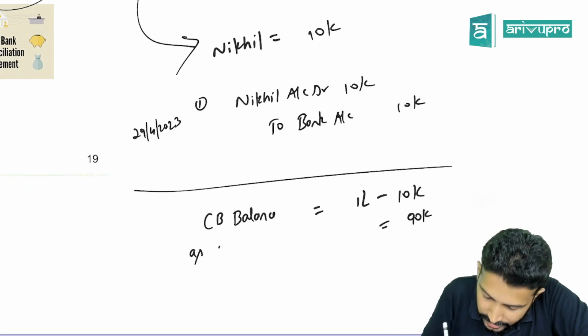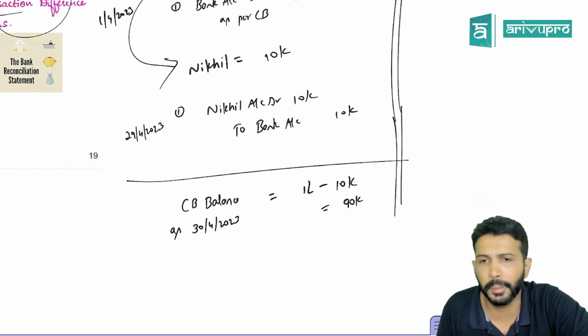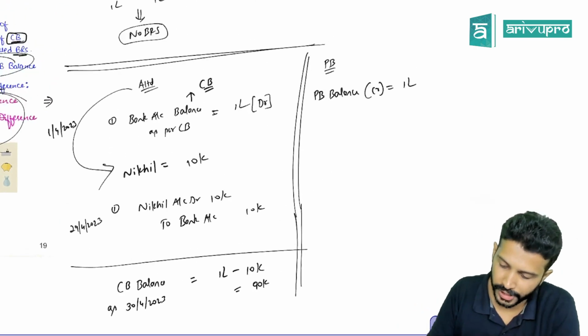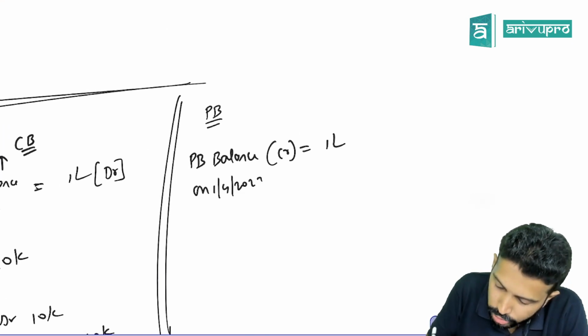As at the end of the month. Let's say 30th April 2023. Are we okay? So far okay. We are doing it for one month's activity. Okay. Now check. Passbook balance on 1st April 2023 is also how much?